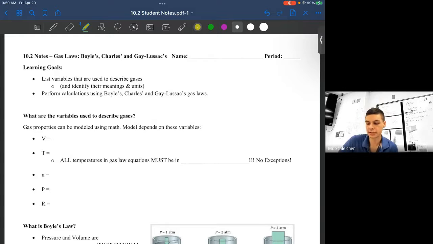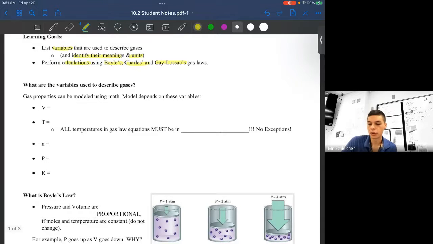So today we're going to list different variables that we might use in gas law equations and identify their meanings and units. And then we're going to perform calculations with these variables using Boyle's law, Charles's law, and Gay-Lussac's gas laws. So gas properties can be modeled using math.